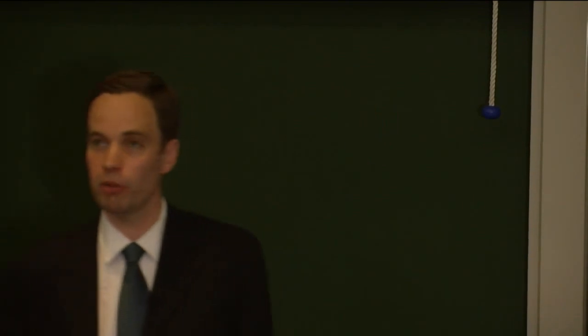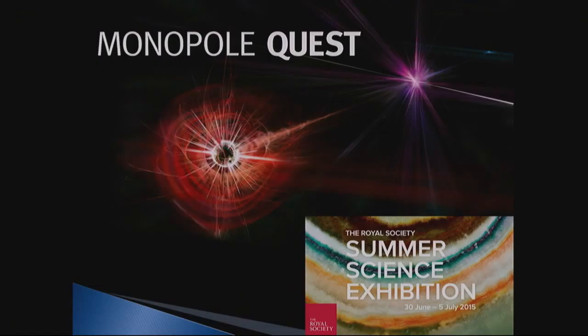And if we don't have that, then what can we say about the results of the experiments? So the full quantum field theory calculation is crucial for making sense of the results of the experiment. And this is something I've been working on with David Weir, who's here, and my current student, Oliver Gould. And this is also the subject of this Monopole Quest exhibit at the Royal Society Summer Science Exhibition. So just to remind you, if you're interested, please come and visit us.